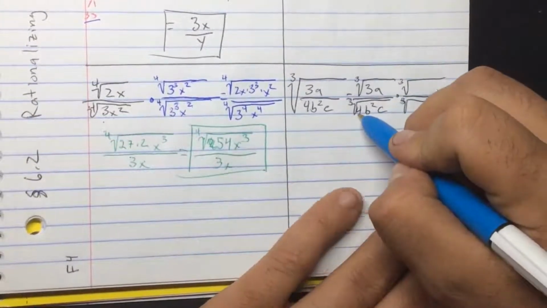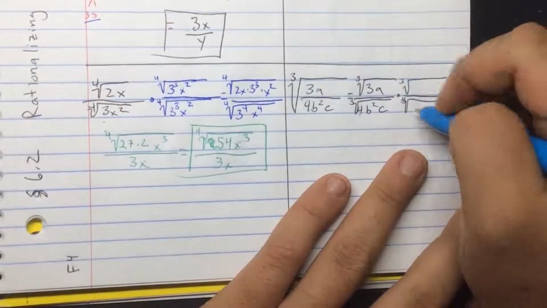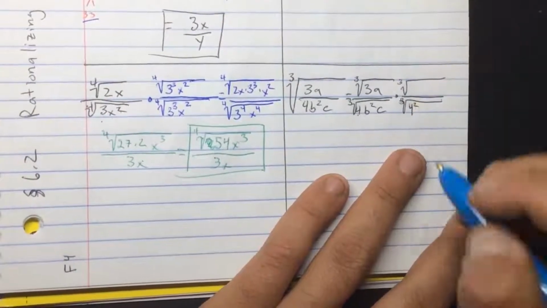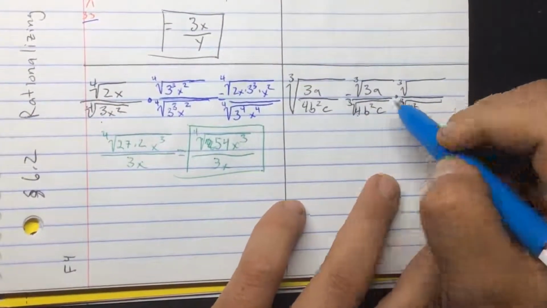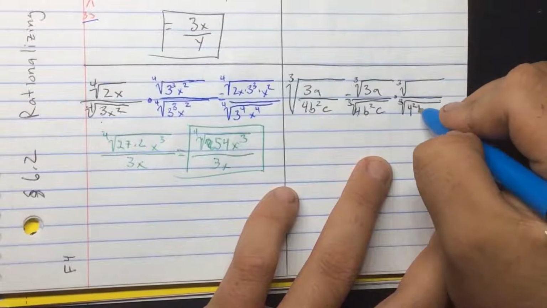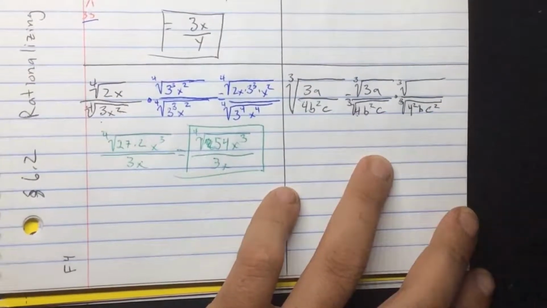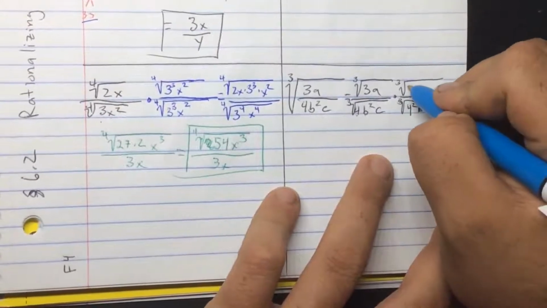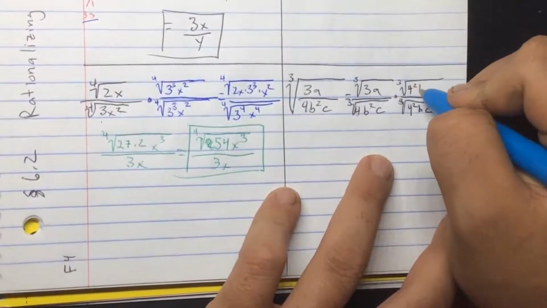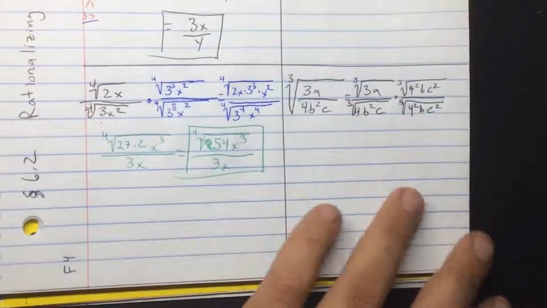And we have one copy of the 4, and we need 3 to get it out, so we're going to multiply by 4 squared. We have a b squared, which is 2 copies. We need 1 more, so we're going to multiply by b. And this one we have 1 copy, so we're going to multiply by c squared in order to get the 3 copies that we need. We do the same to the top: 4 squared b c squared to make it 1.